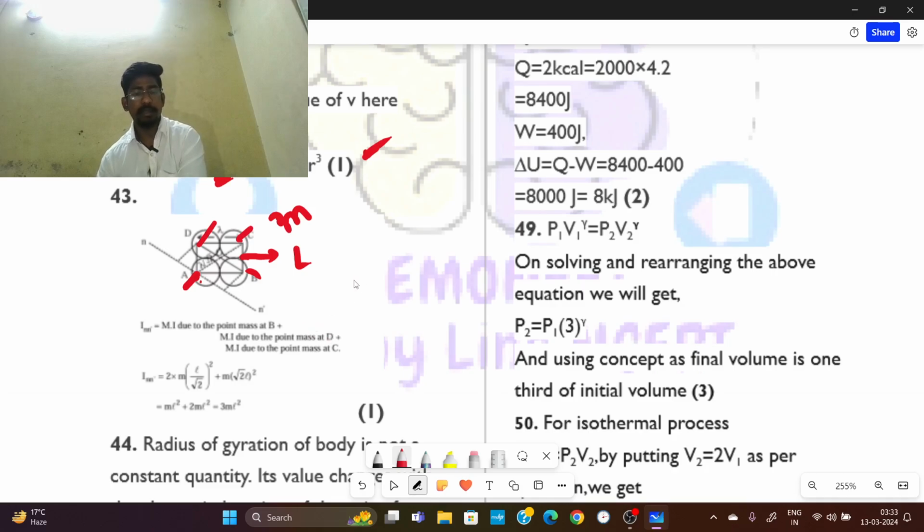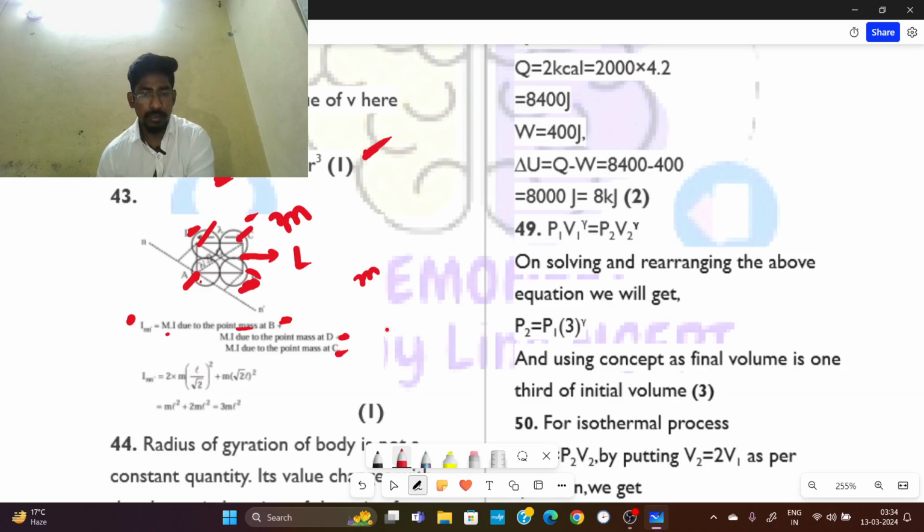The formula is simple. To calculate the moment of inertia about BD, you apply the formula for the moment of inertia of the point mass at B, the point mass at D, and the point mass at C. If you calculate all this, you will get 2 into m into L by root 2.